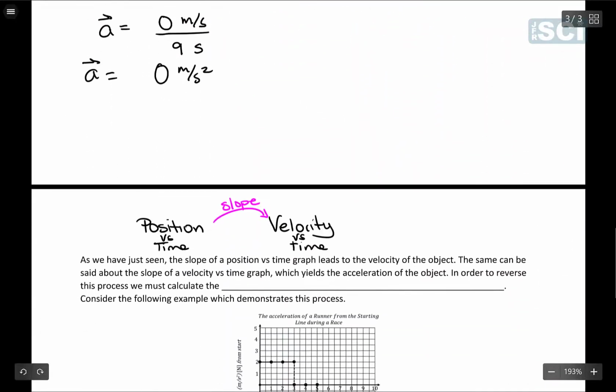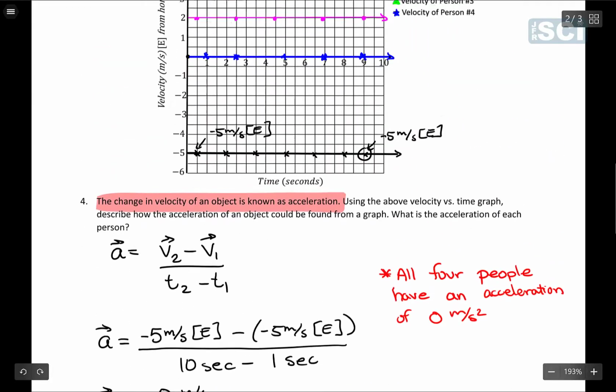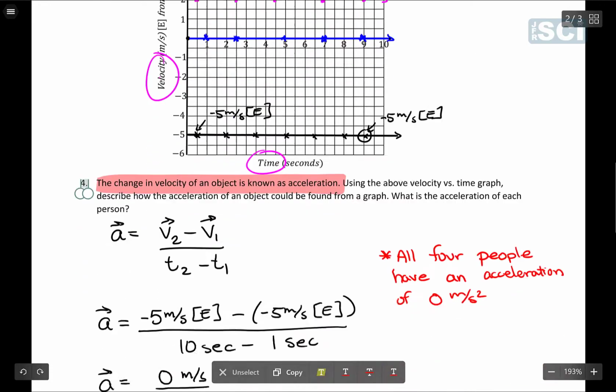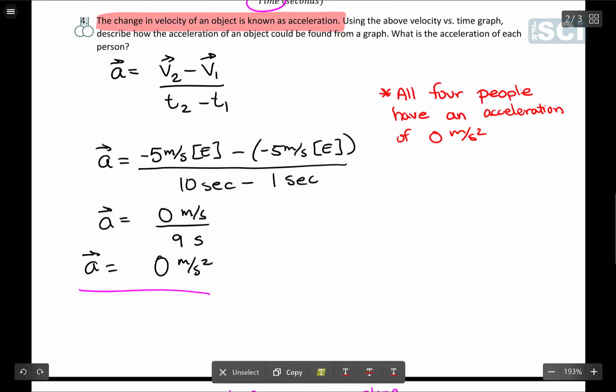And then once we are at a velocity time graph, we wanted to get to an acceleration versus time graph. And what did we do again? We calculated the slope. That's what we did just above here, where we calculated the slope of a velocity versus time graph, and we got the acceleration.